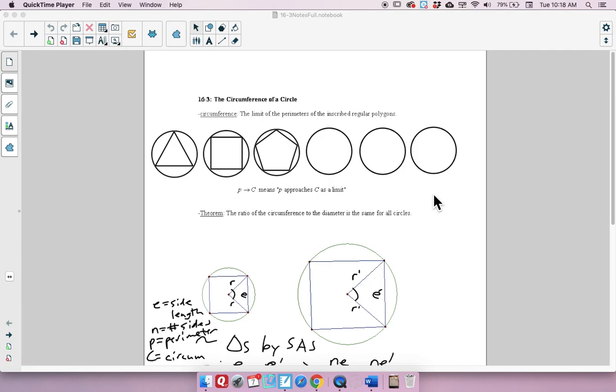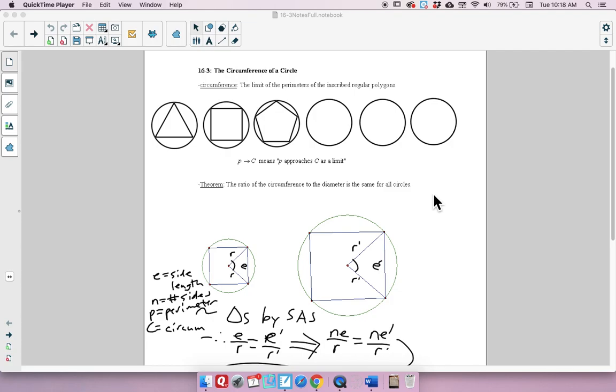Okay, so we're going to talk about this in the form of a theorem. And basically the theorem says the ratio of the circumference to the diameter is the same for all circles. And yes, this is leading you to that 2-letter word, which is actually a letter in the Greek alphabet, pi. Because pi, as you know, is the ratio of the circumference to the diameter for a circle, and it's the same for all circles. So we're actually going to prove that.